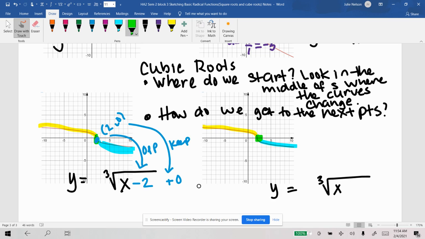Oh, wait a minute. I have this graph written down twice. That was by accident. Oops. Sometimes that happens. I guess I don't have to do this problem.